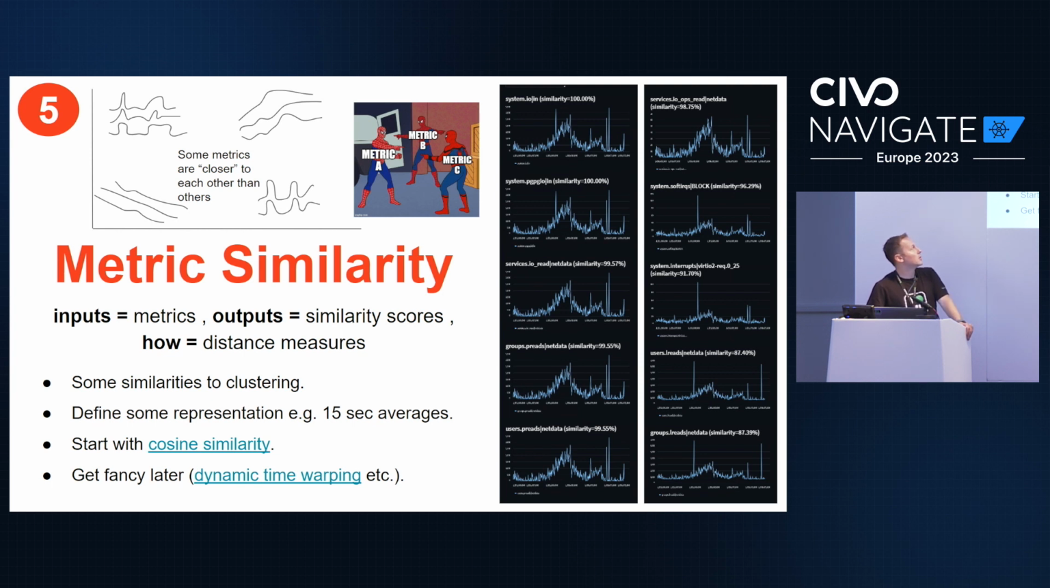All you're doing here is looking for similarity scores. So your inputs are your metrics again, your outputs are your similarity scores. And it's just a distance measure, which is barely even ML. It's just the cosine similarity, almost like a statistical measure.